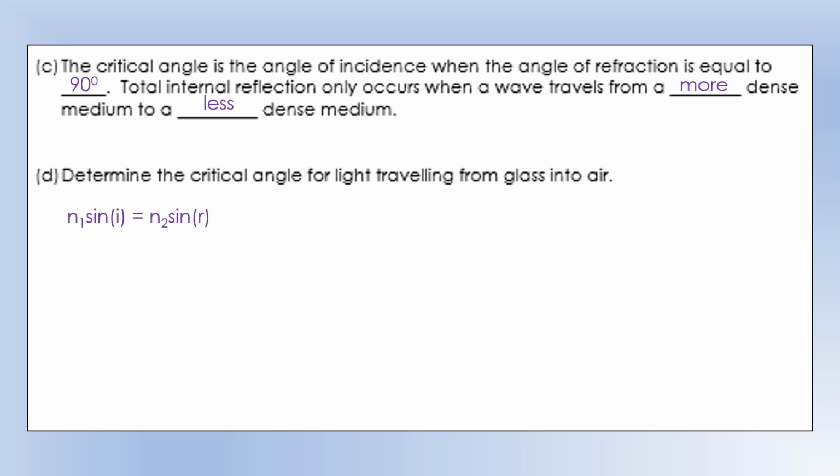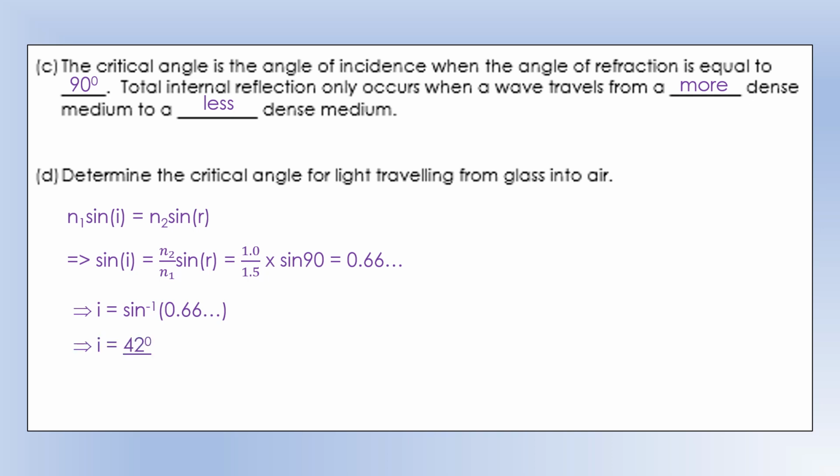So again, we're going to use Snell's law. This time we want to find the angle of incidence, because the critical angle is the angle of incidence when the angle of refraction is 90 degrees. N2 is going to be 1 because it's going from glass into air. N1 is 1.5, we calculated that earlier. And then as I said, the angle of refraction is 90 degrees at the critical angle. So we've calculated what sine i is, so we can then calculate what the angle of incidence is, which is the critical angle, 42 degrees. So what this tells us is that if the angle of incidence is greater than 42 degrees, we're going to get total internal reflection occurring.